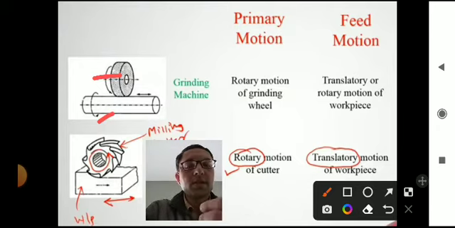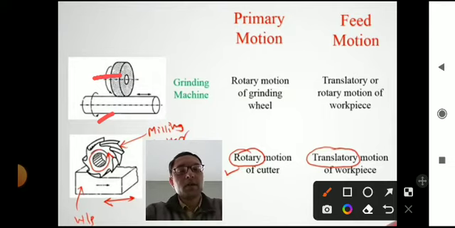So it is a basic cutting tool. Cutting tool means that it is a surface finishing tool to do the grinding, and the translatory or rotary motion is coming on the workpiece. It means in this, both the primary motion and the feed motion are in the rotary condition.